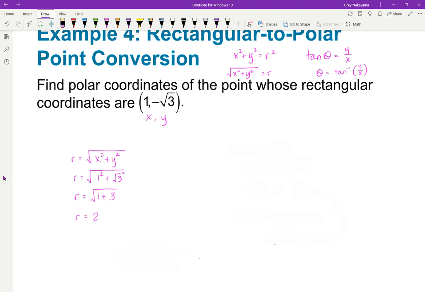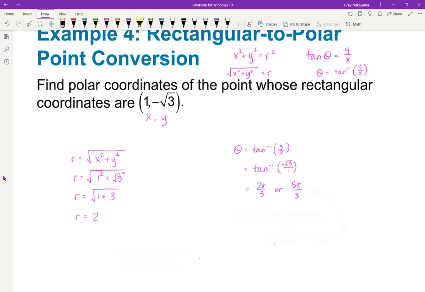And now I'm going to come back to theta. I'm looking for theta. Theta is the inverse tangent of y over x. And y is the negative square root of 3, and x is 1. And so that gives me the angle of 2 pi over 3 or 5 pi over 3.